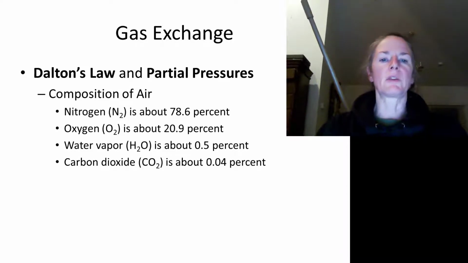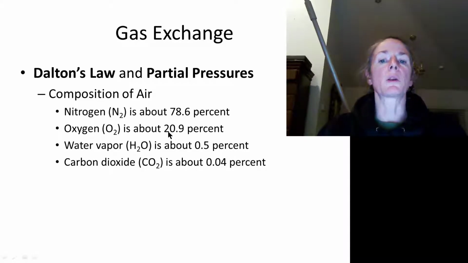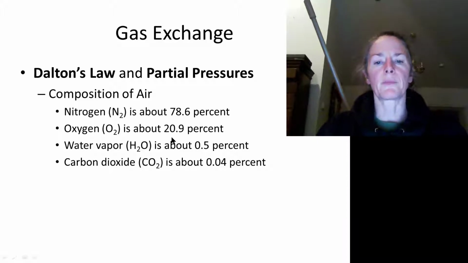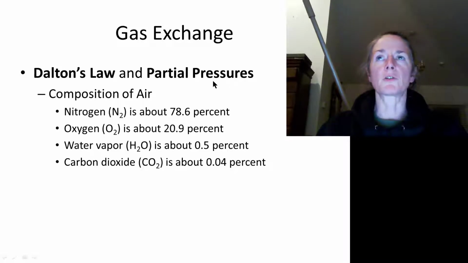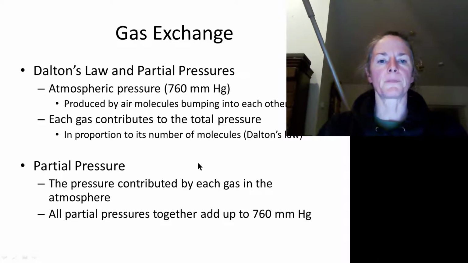But at any rate, as we said, nitrogen comprises most of the air, so it's going to exert most of the pressure. And oxygen's about 21%, just under 21%. Carbon dioxide and water vapor make up most of the rest. And what he proposed was that the partial pressures, that is the percentages of these gases, are going to determine how much pressure they're going to exert in a closed system.